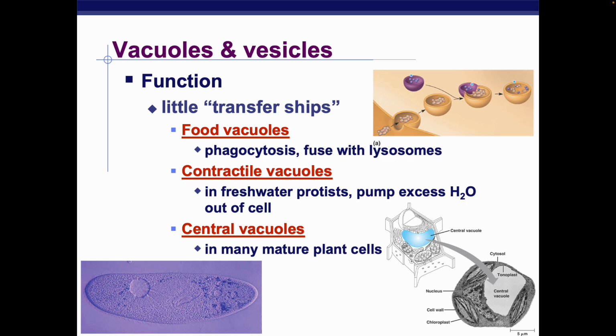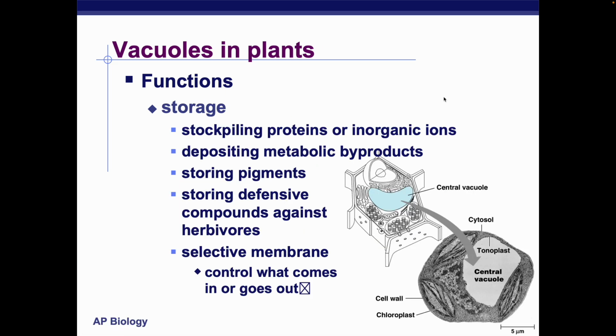It's basically when the environment is hypotonic, so the cell wants to pump out H2O because there's too much solute in the cell attracting water inside. So there's a bunch of functions for vacuoles, and in plants, they're storing pigments and compounds.